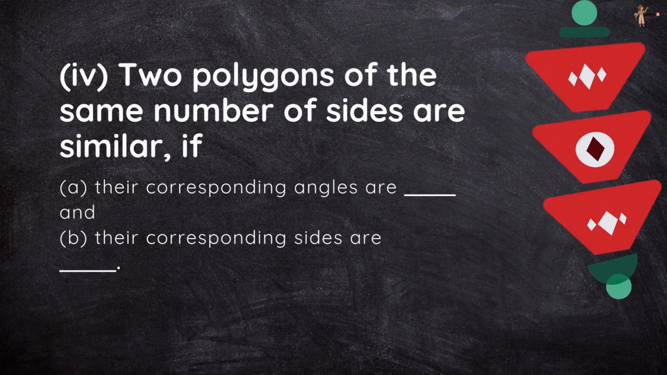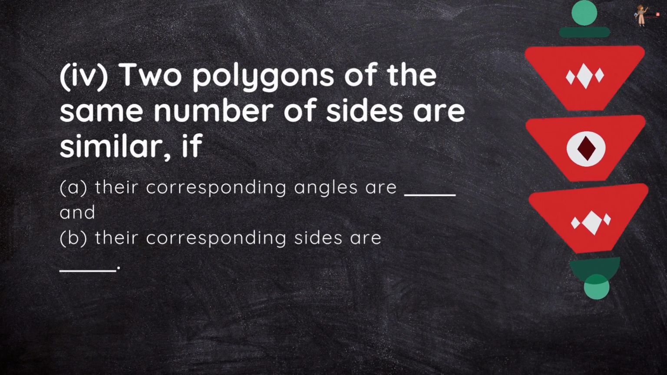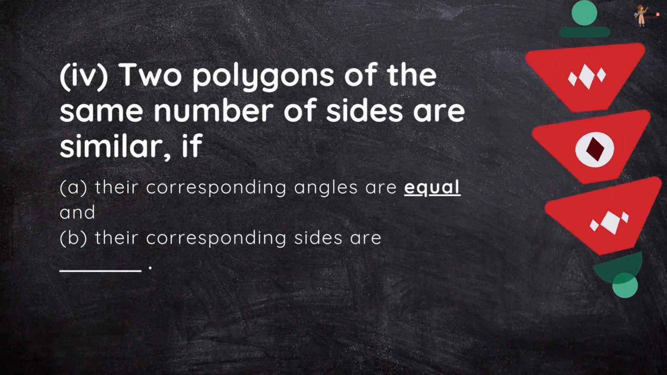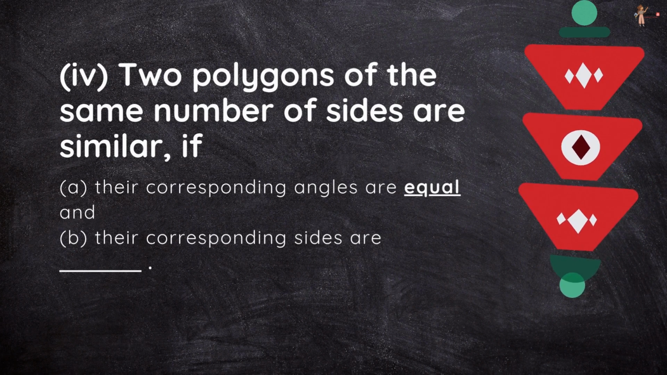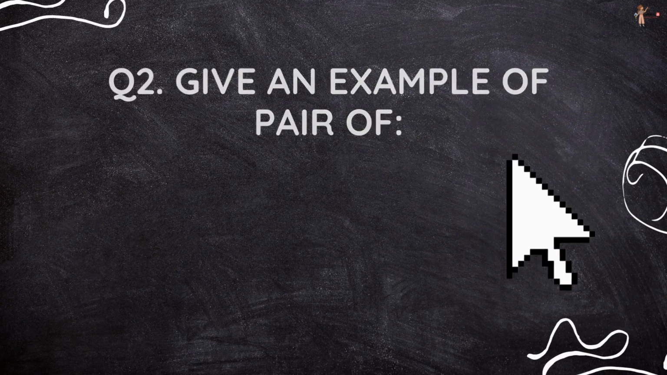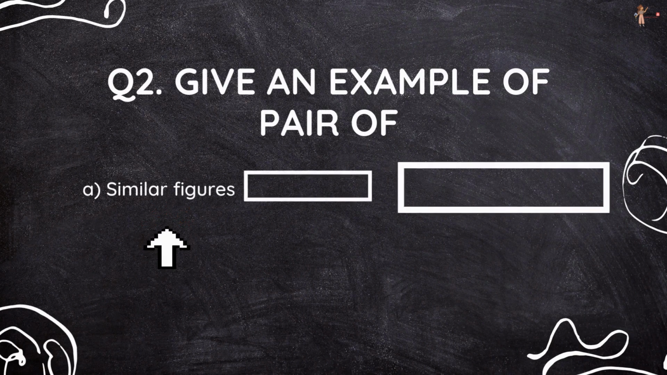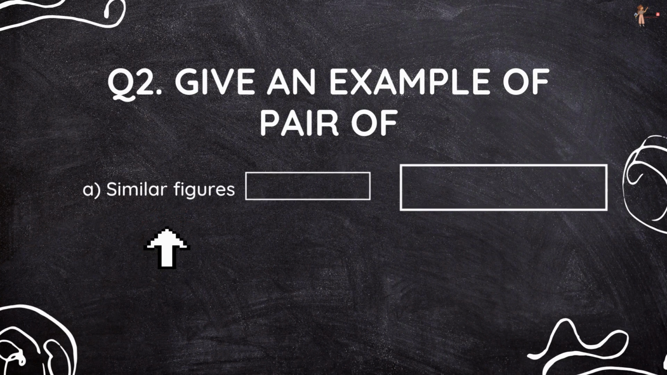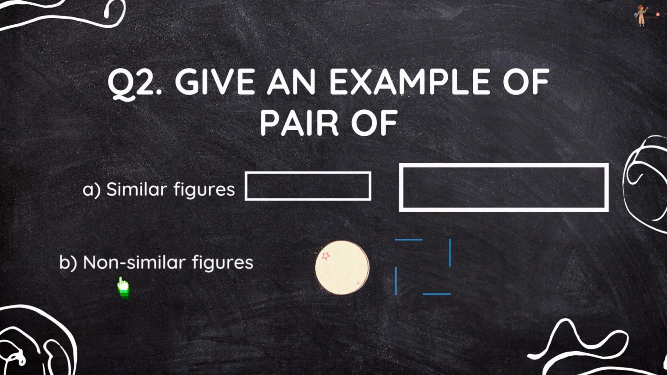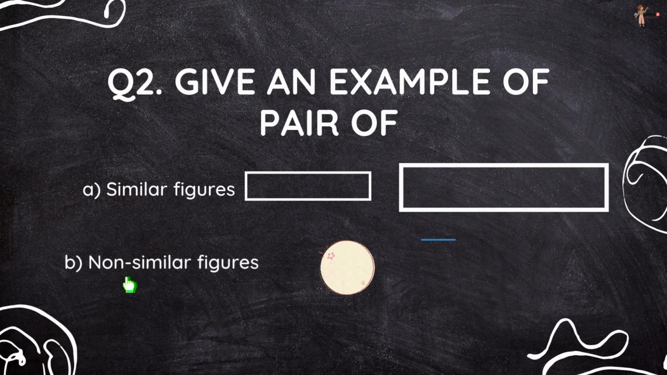Next is: two polygons of the same number of sides are similar if their corresponding angles are equal and their corresponding sides are proportional. Give an example of a pair of similar figures. So these two rectangles have the same shape but not the same size, so they are similar. Non-similar figures are any two figures that don't have the same shape.